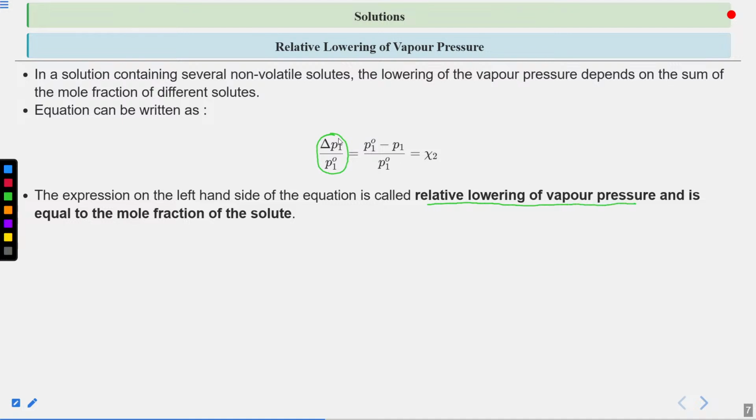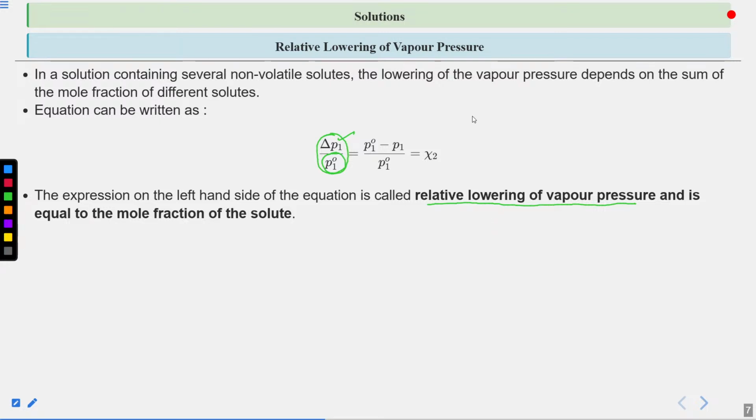Why? Because the vapor pressure of the solvent has been decreased by some amount. So that is being written in the form of difference with relation to the vapor pressure of the pure solvent. So we call it the relative lowering of the vapor pressure.